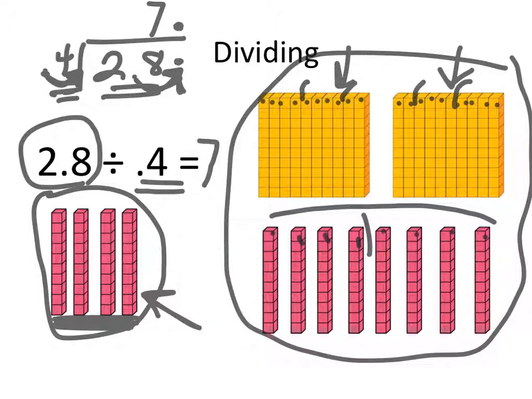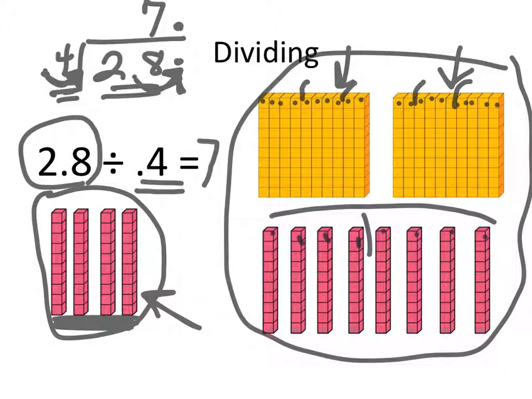Our decimal point goes straight up because we're separating our whole number from our parts, and we may have parts, we don't know yet. So when we divide, we find out if we have parts or not. In this particular problem, we did not. We have a whole number of 7.